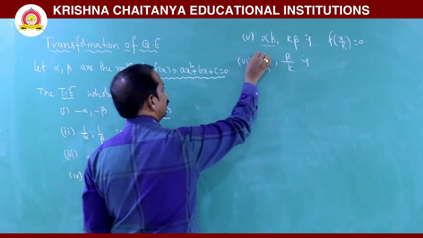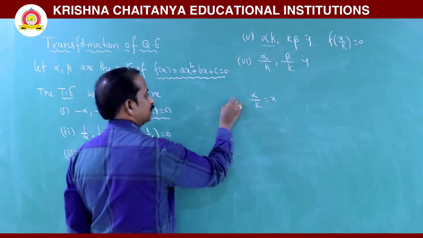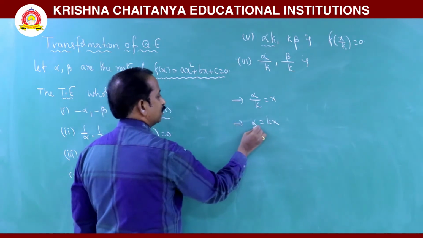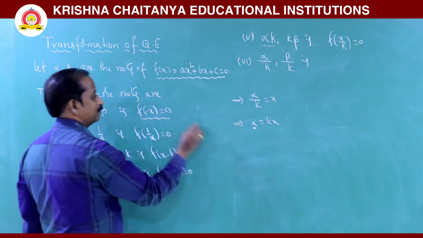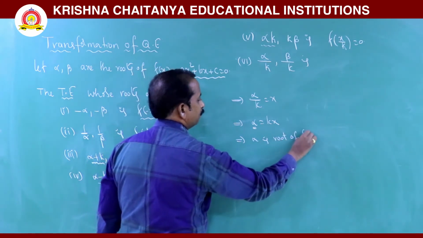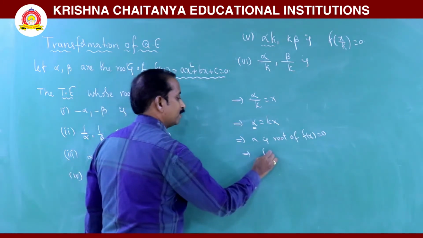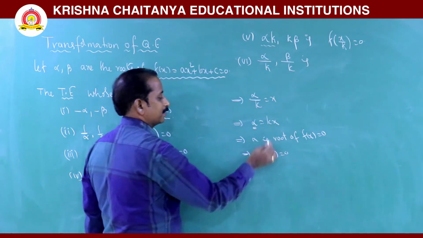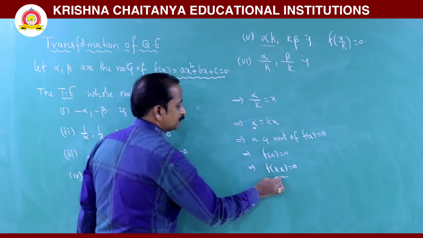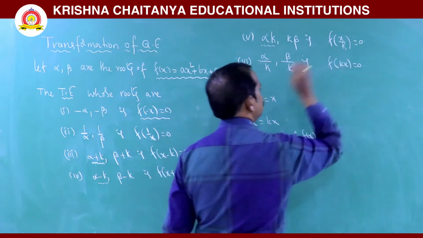equation. Let us consider alpha by k as x. From this I can write alpha is equal to k times x. But alpha is a root of this polynomial. So alpha is a root of f of x is equal to 0, which means it satisfies the equation. It satisfies means f of alpha is equal to 0. What is alpha here? k times x. So f of kx is equal to 0. That means the required transformed equation is nothing but f of kx is equal to 0.